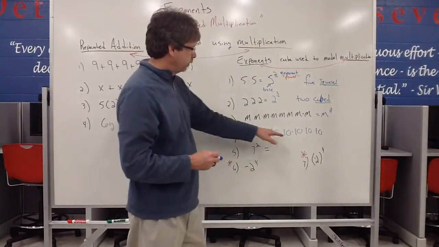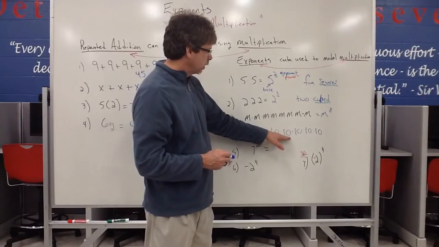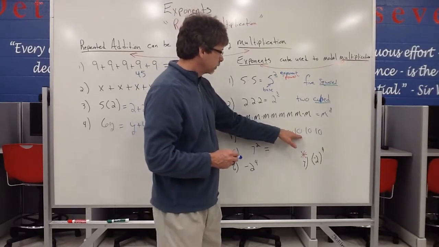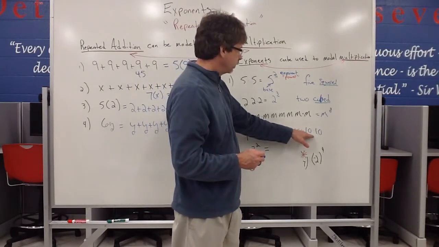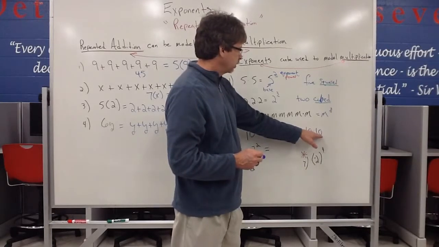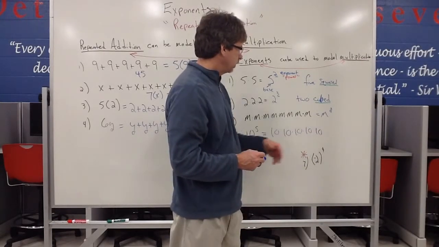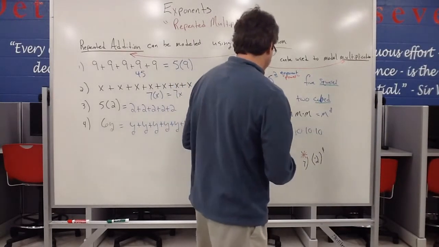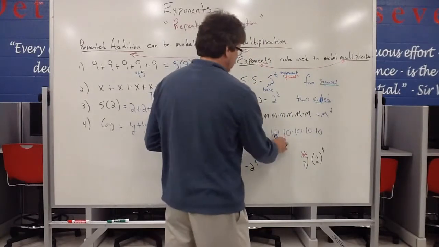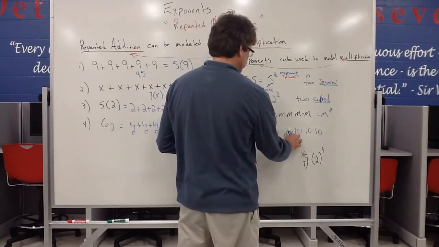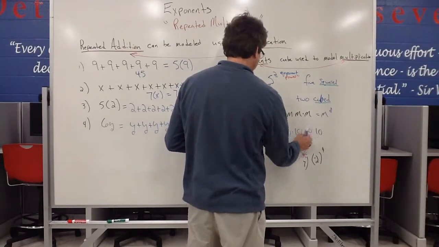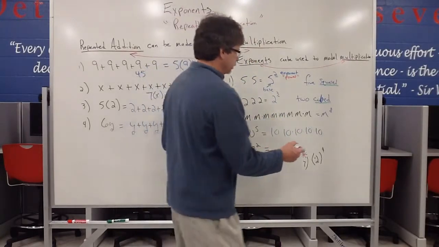And we know that 10 tens is 100, 100 tens is 1,000, 1,000 tens is 10,000, and 10,000 tens is 100,000. So let's see here, 1, 2, 3, 4, 5. So we should have 100,000 there.